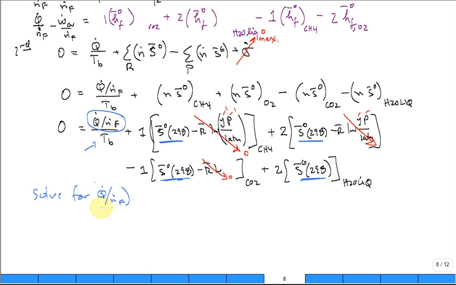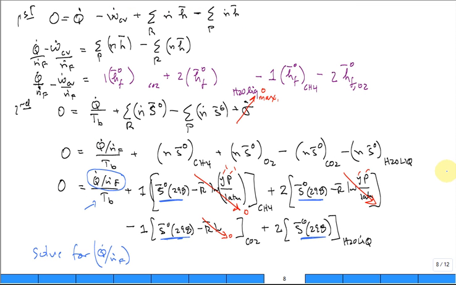The second thing you can do is go back now to the first law. And that first law is, this is now determined, right? So bring that over to the other side of the equation. You only have one unknown. You can solve for W dot over N dot F. That's our answer. That's what we wanted to do.